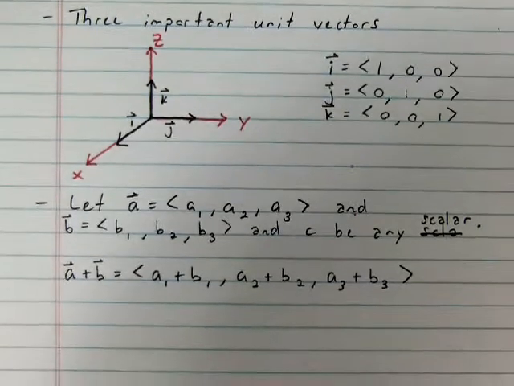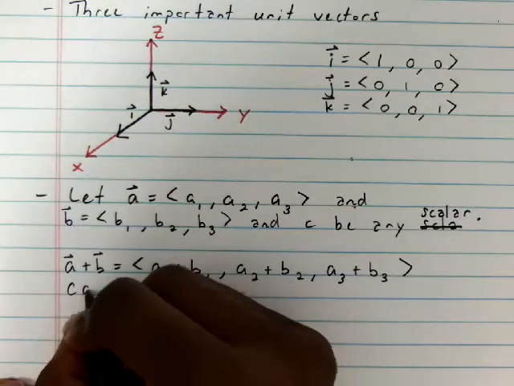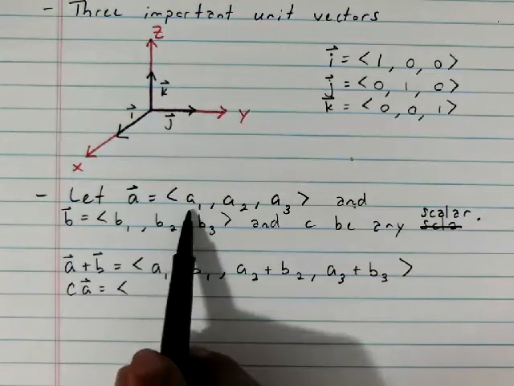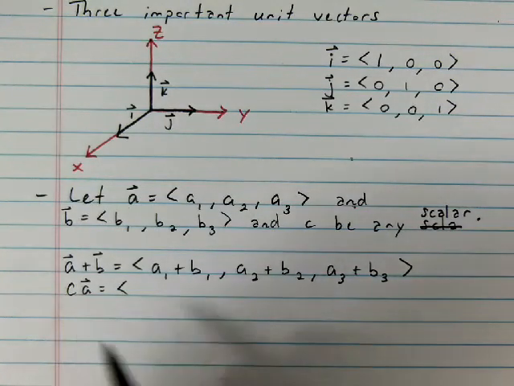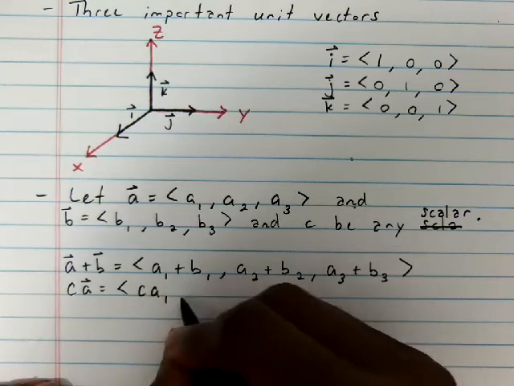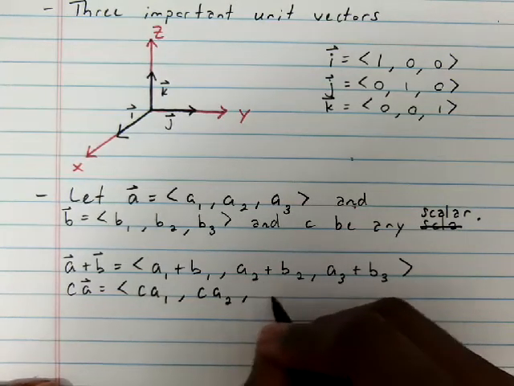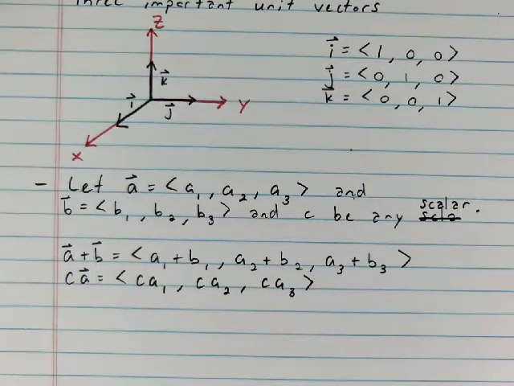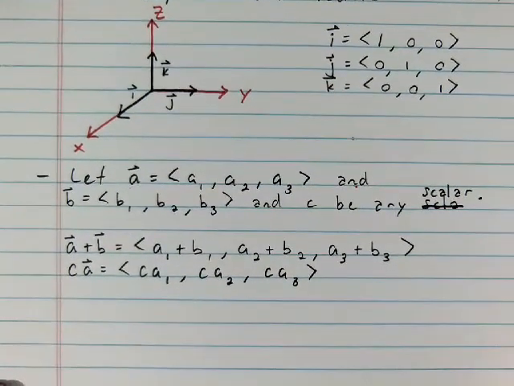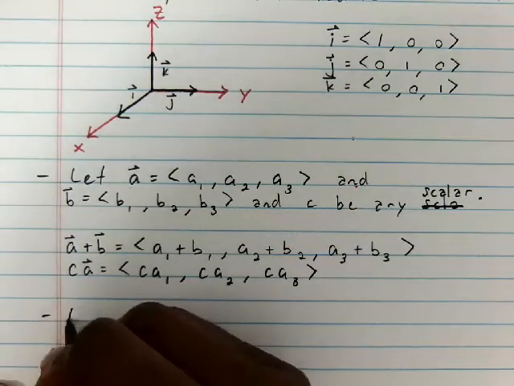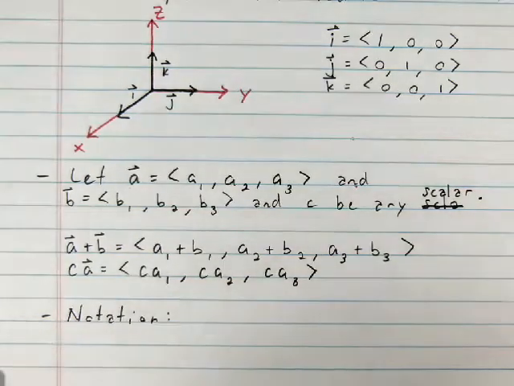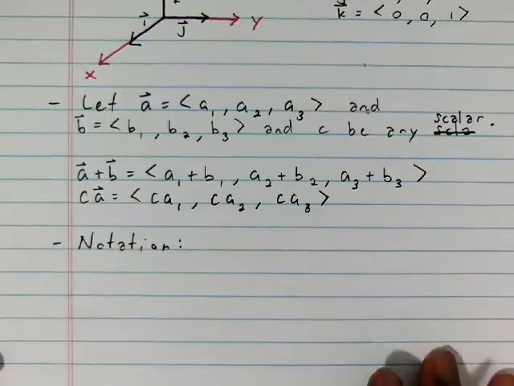And then multiplying vectors, c times the vector A. All we do is multiply each component of A by the value c. So we get a new vector, ca1, comma ca2, comma ca3. Now with these tools and our unit vectors, we can introduce some new notation for writing vectors. You'll have to be comfortable with all of the different notations because you'll see all of them in your textbook.